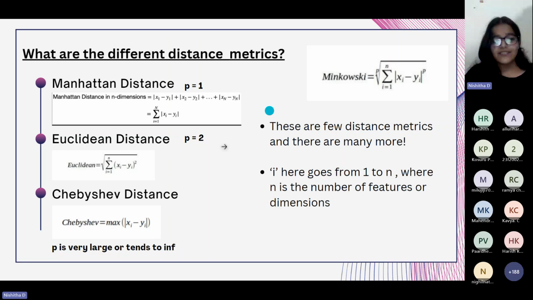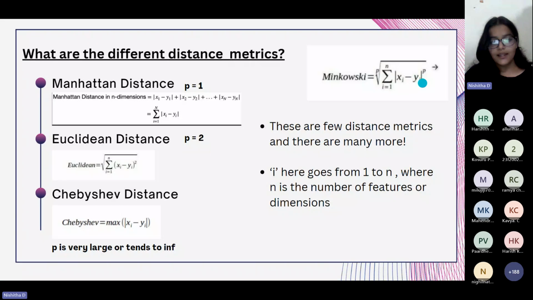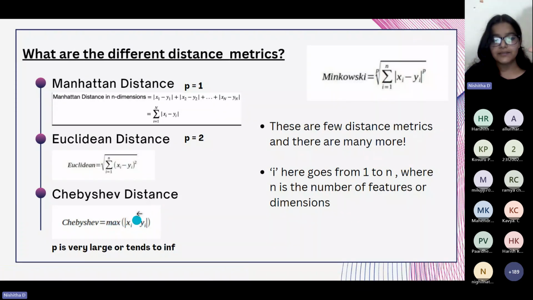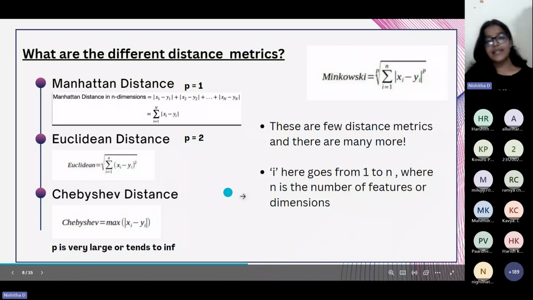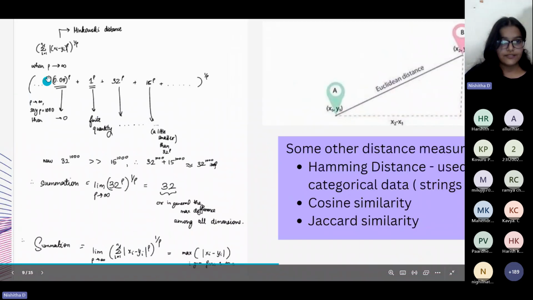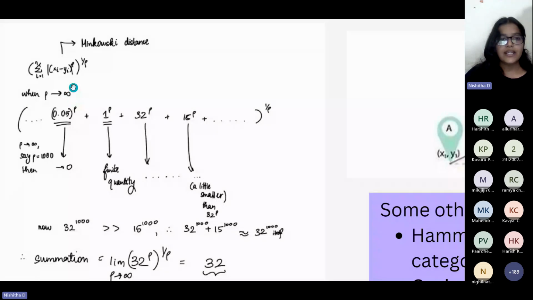When p is very large, or tends to infinity, say p is 1000 itself, we get something known as the Chebyshev distance. It becomes the max of the absolute difference |xi minus yi|. That means the maximum of the absolute difference along all the dimensions. How does something like this become that when p is very large or tends to infinity? Let's see. This is the Minkowski distance. Now, when p is very large, what happens?